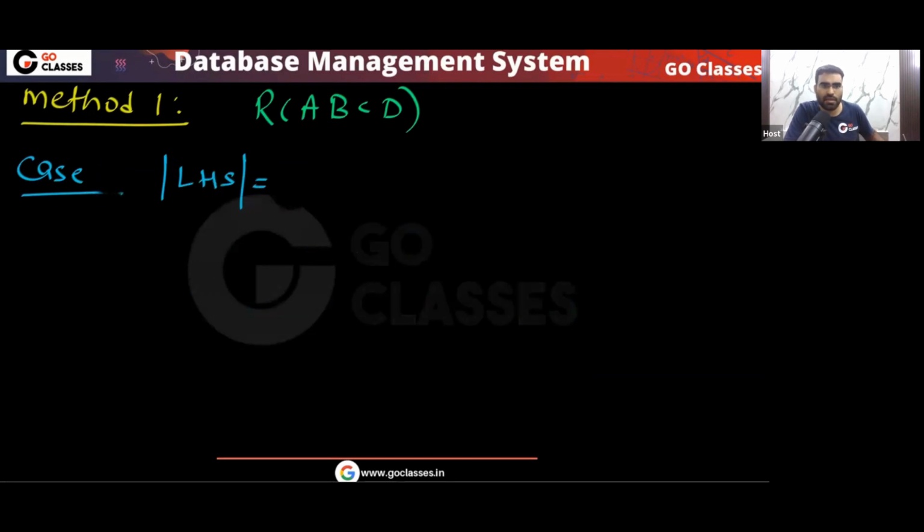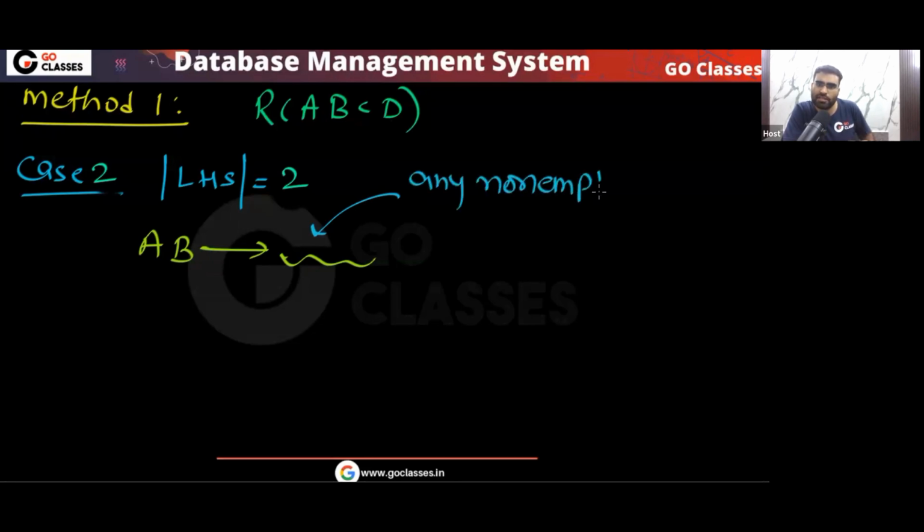Case number 2, that is, on the LHS you put 2 attributes. So tell me, if I put 2 attributes on the LHS, for example AB, then how many choices are there for the right side? On the RHS I can put any non-empty subset of CD. Yes or no? How many non-empty subsets of CD are there? That will be 2 power 2 minus 1. That is 3 choices.